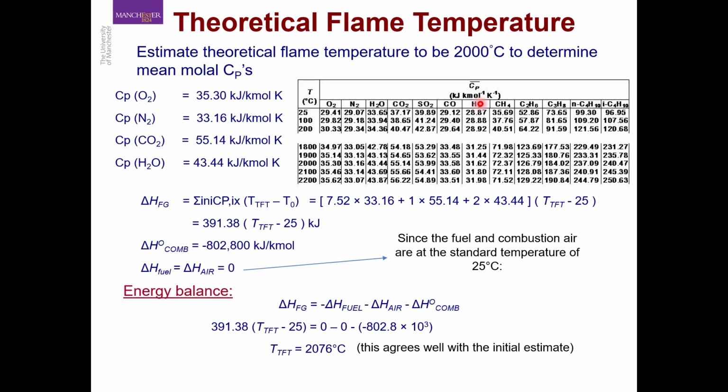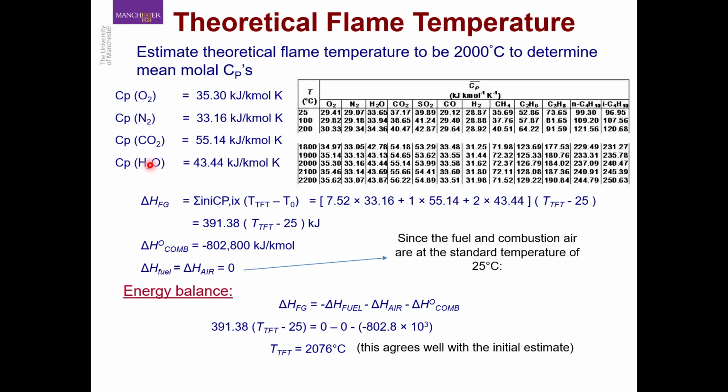Now the next thing that we need to calculate is the enthalpy of the flue gas. And to calculate the enthalpy of the flue gas, we need to know what are the CPs of different components of your system, of your flue gas. And to know the value of CPs, we need to know a temperature value. Okay, so it means that before we even start to calculate the theoretical flame temperature, we need to know the value of theoretical flame temperature.